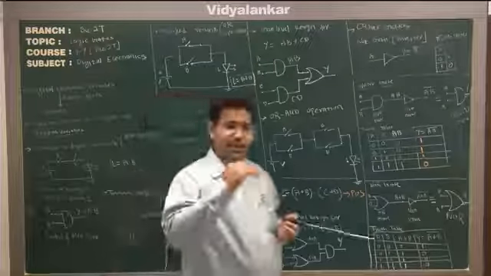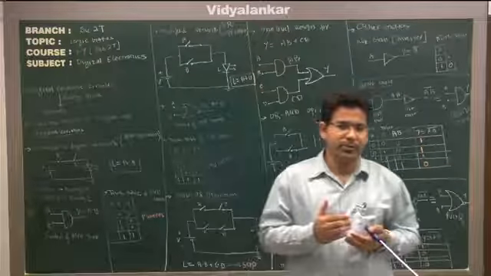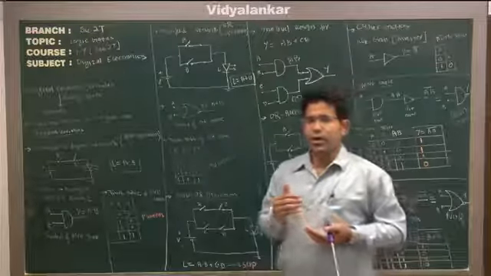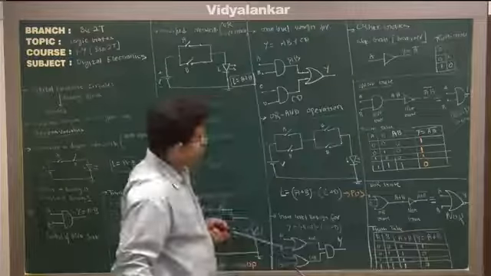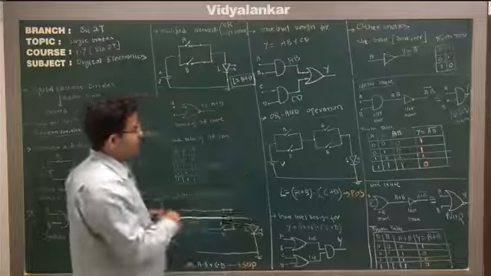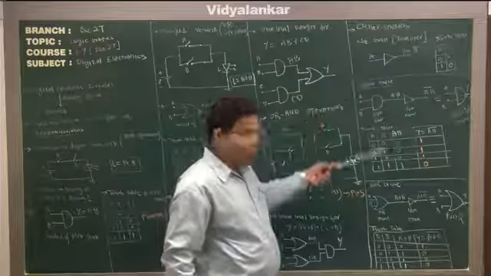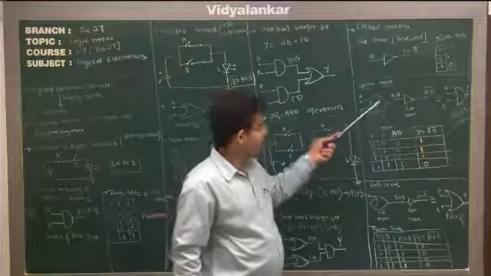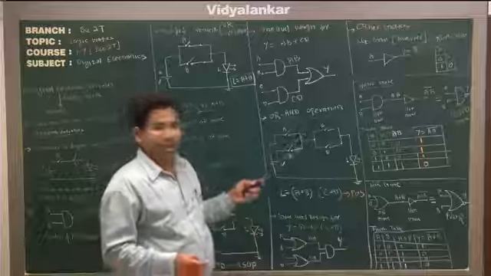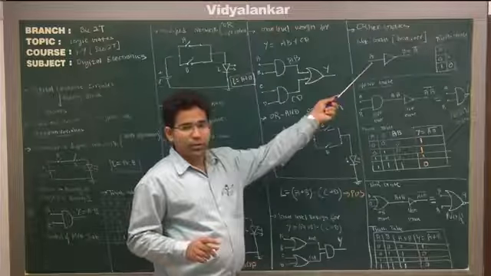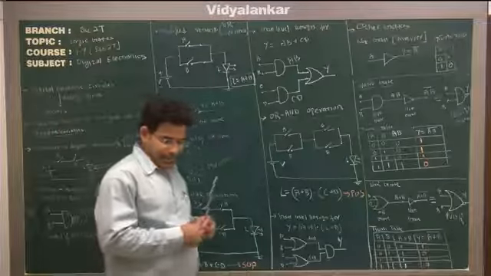Apart from these gates, there are two more gates which are known as special purpose gates or exclusive gates. Before discussing those two gates, let's classify these 5. Out of these 5 gates, NAND and NOR are known as universal gates, and the other 3, NOT, AND, and OR, are known as basic gates.